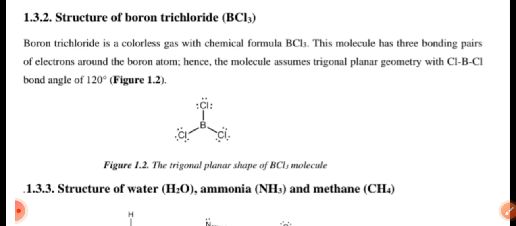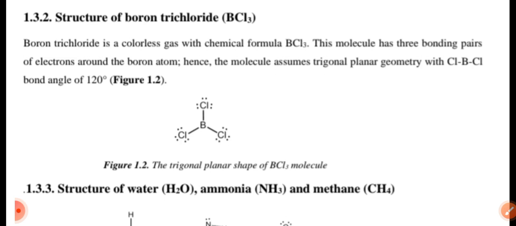1.3.2 Structure of boron trichloride, BCl3. Boron trichloride is a colorless gas with chemical formula BCl3. This molecule has three bonding pairs of electrons around the boron atom. This molecule assumes triangular planar geometry with Cl-B-Cl bond angle of 120 degrees.